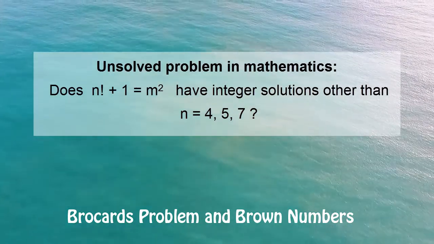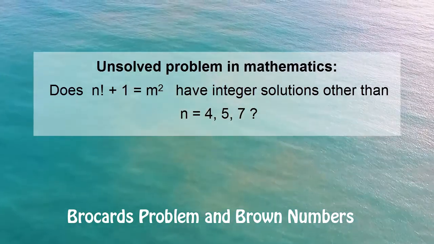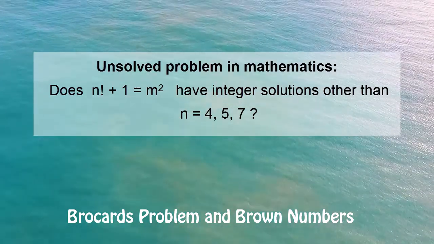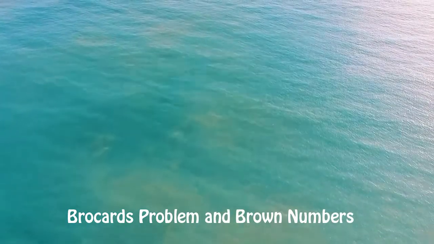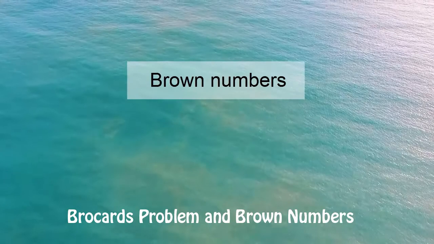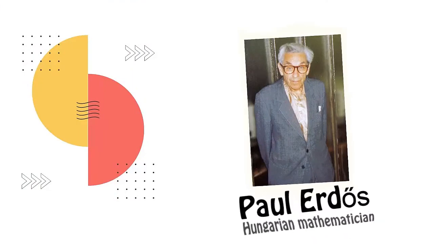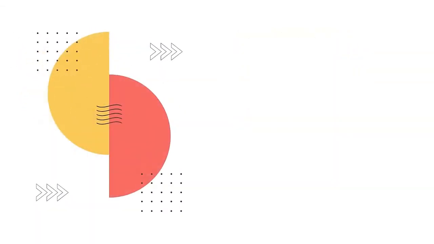And at this point, there are only three solutions that are known for this, as we can see here, and only three pairs of n and m are known, and these are called the Brown numbers. As of 2019, these are the only three that have been found, and it has been theorized by certain genius people like Paul Erdős and so forth that no other solutions exist except for these three.